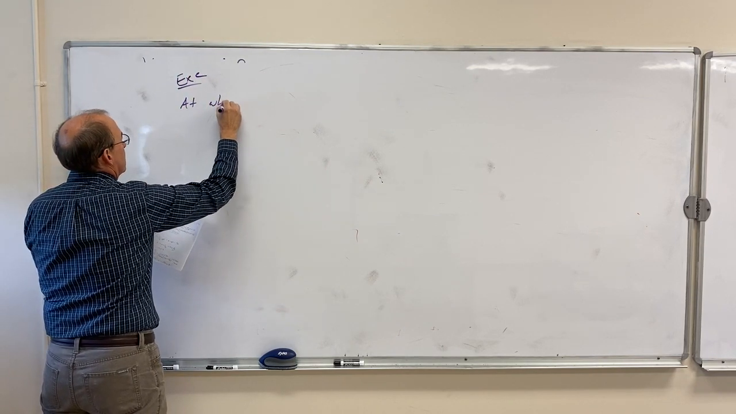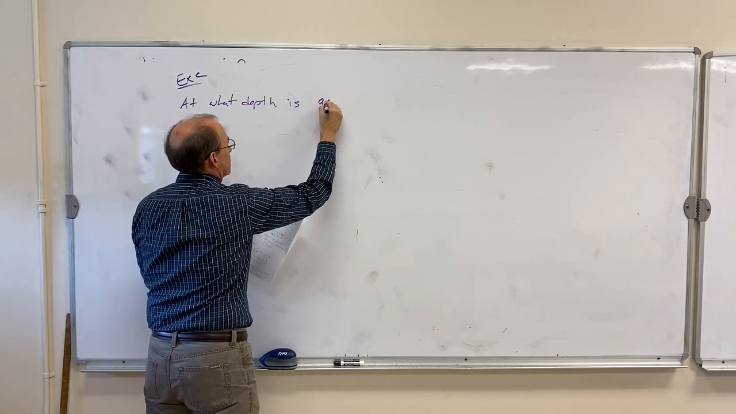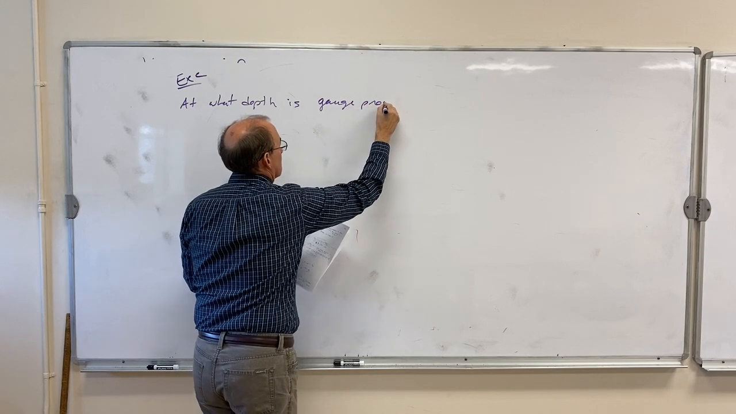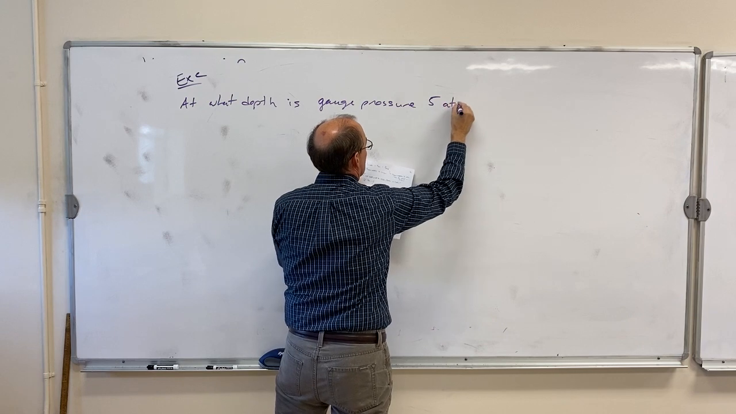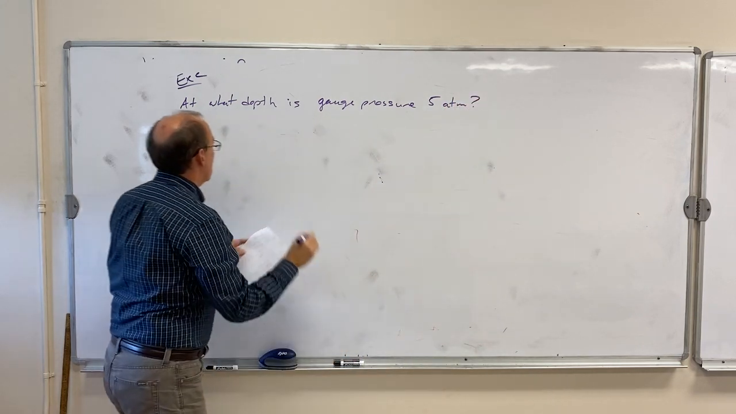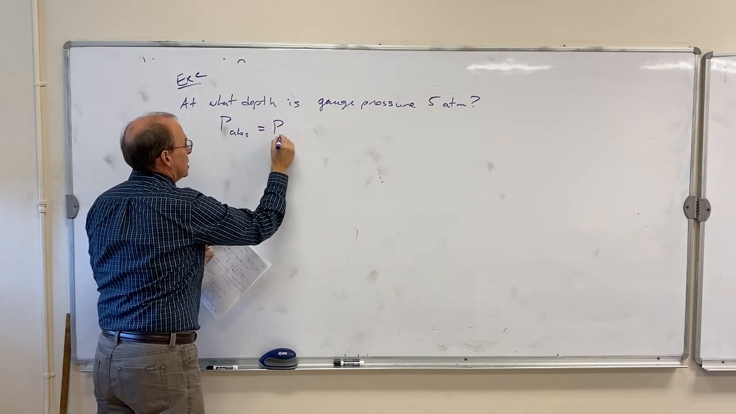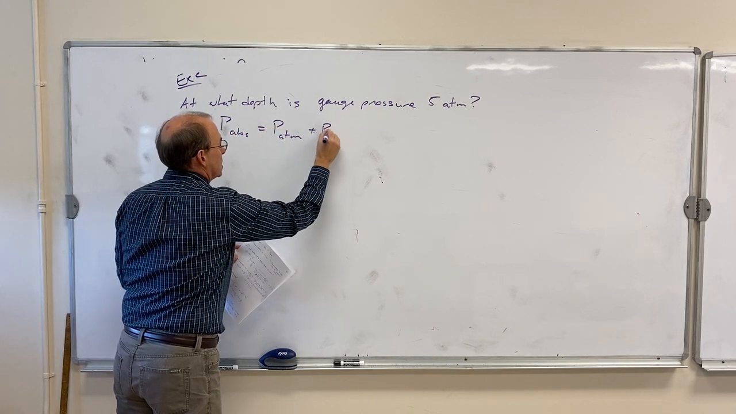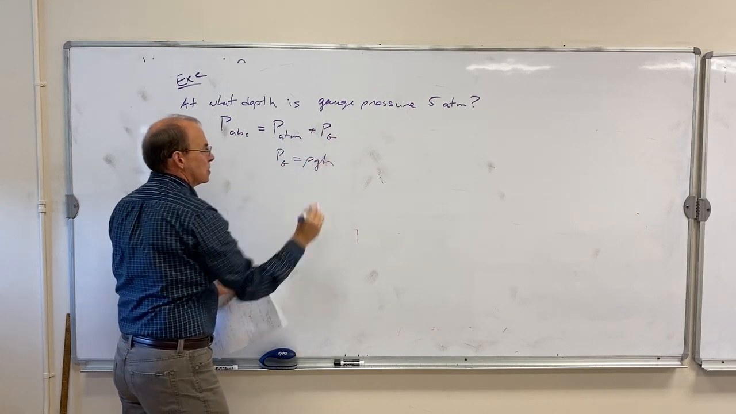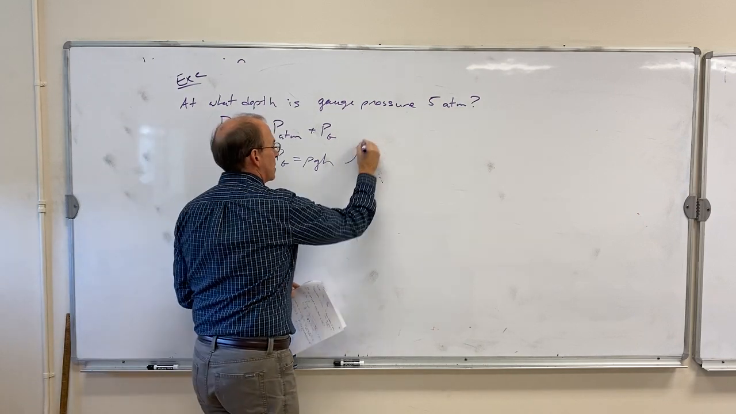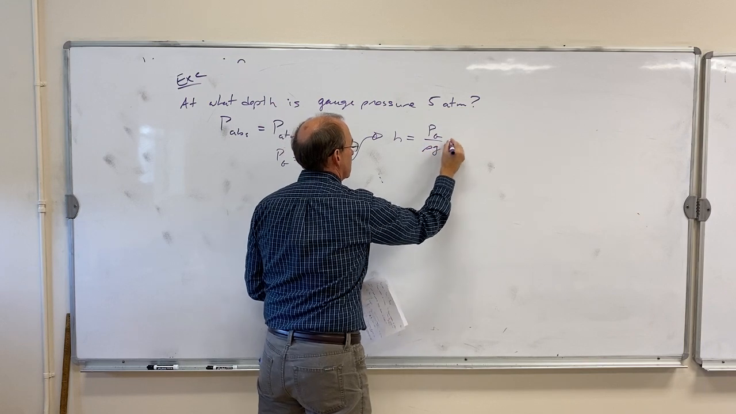At what depth is gauge pressure five atmospheres? Well, P absolute is P atmosphere plus P gauge. That P gauge is just rho g h. So h is P gauge over rho g.